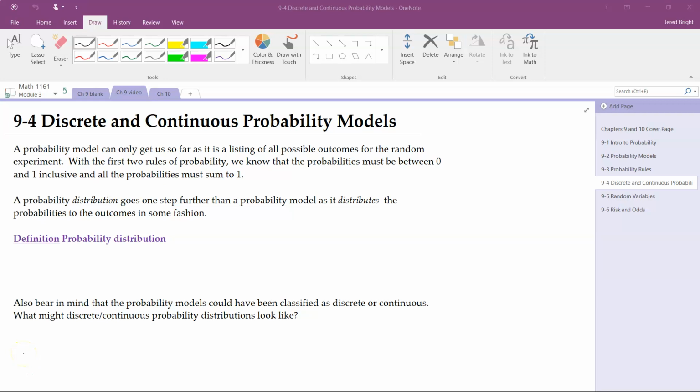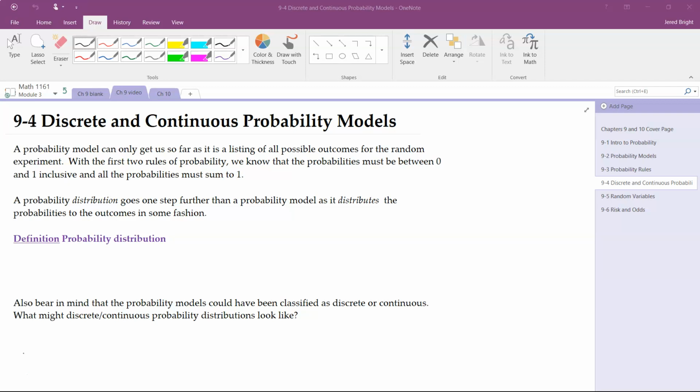When we write out a probability model, that can only get us so far, right? Writing out the sample space, we can do some things with it, but more general principles are going to be hard to determine just based on that alone. So what we need to do is talk about a way to disperse the probabilities.